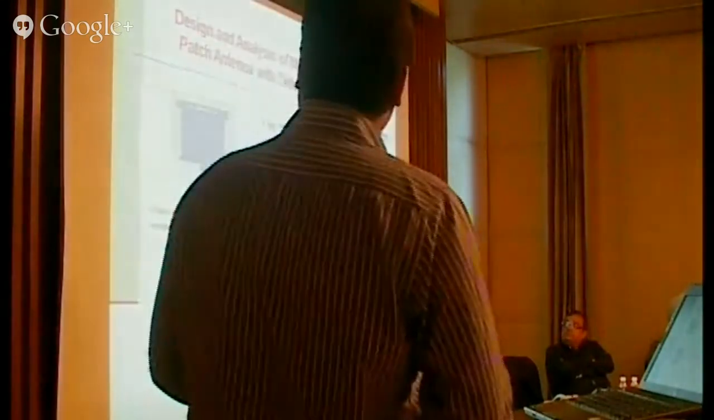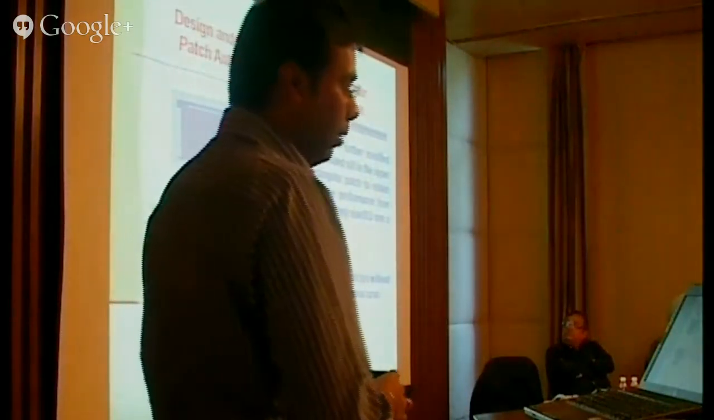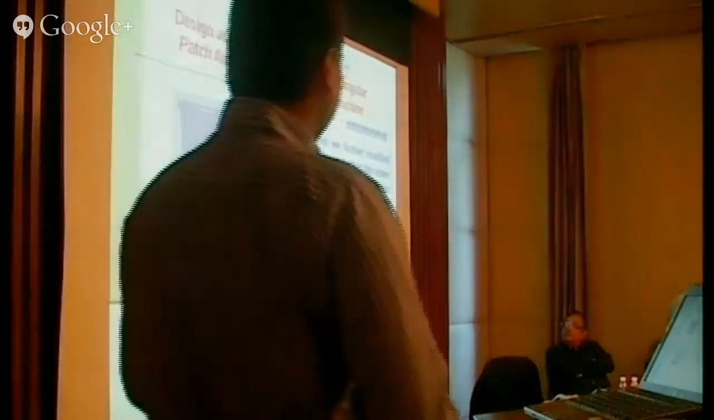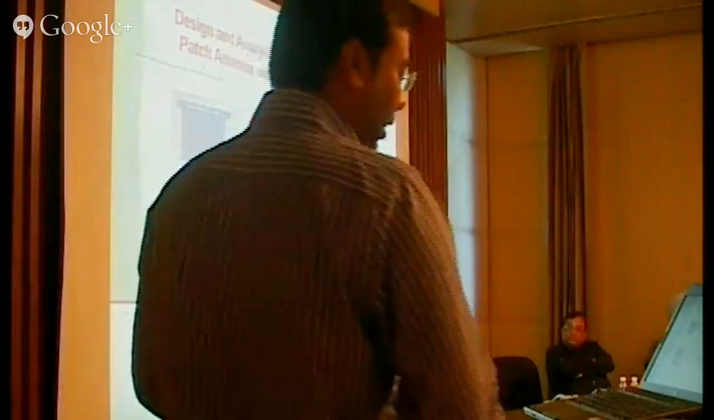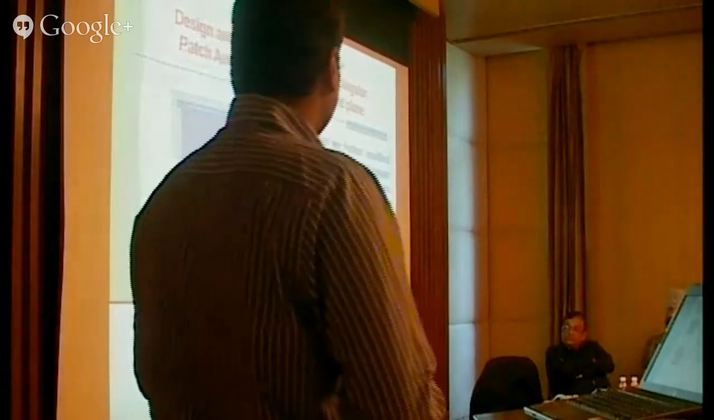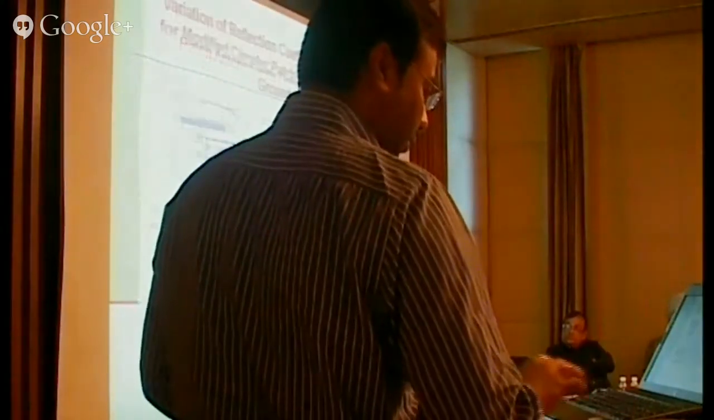And third, case three: design and analysis of a modified rectangular patch antenna with a defected ground plane. In this case, we further modify the antenna with a T-shaped slot cut in the upper part of the rectangular patch to obtain further improvement in the performance of the antenna, with two cuts having a size of 18 by 2 mm.